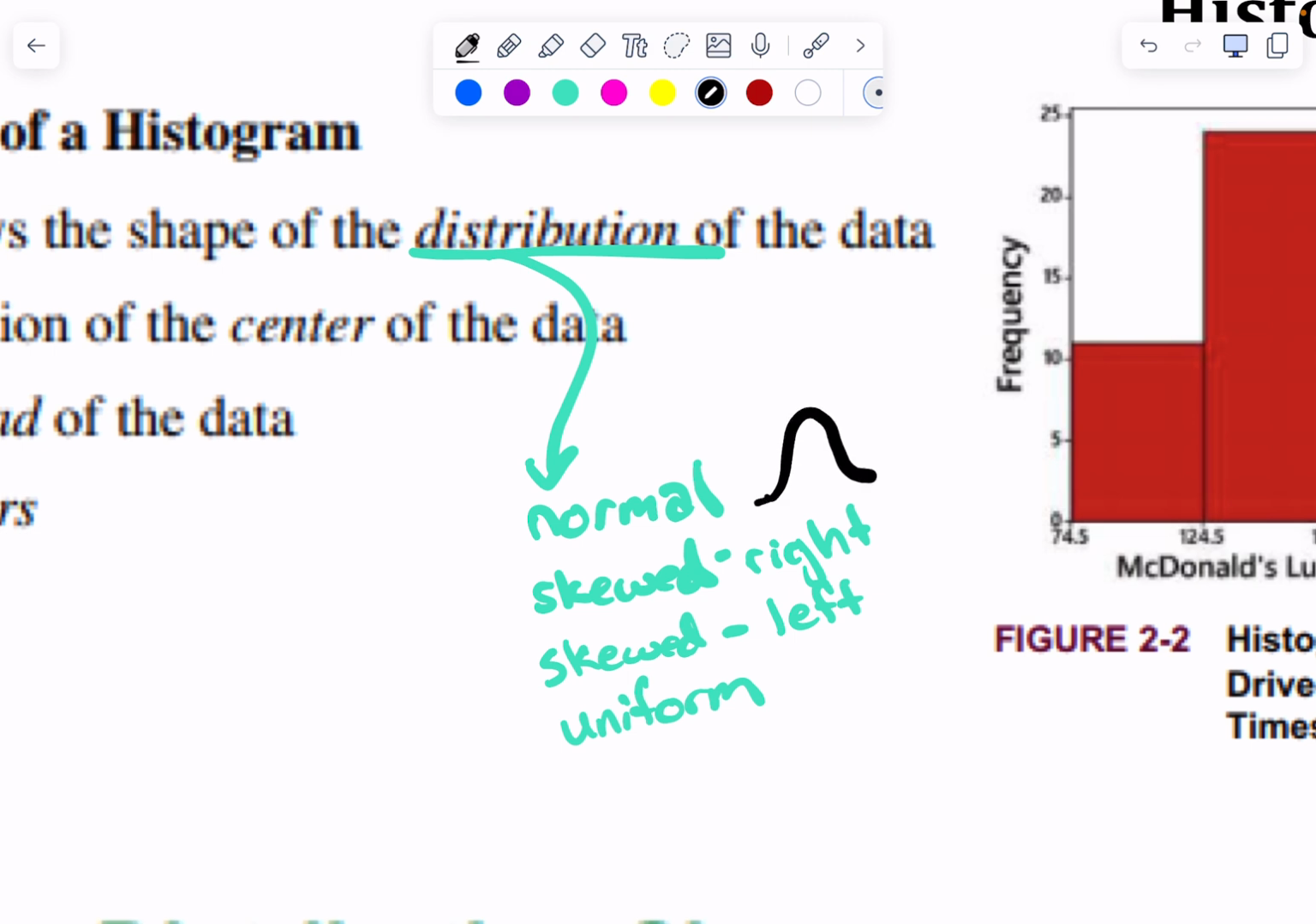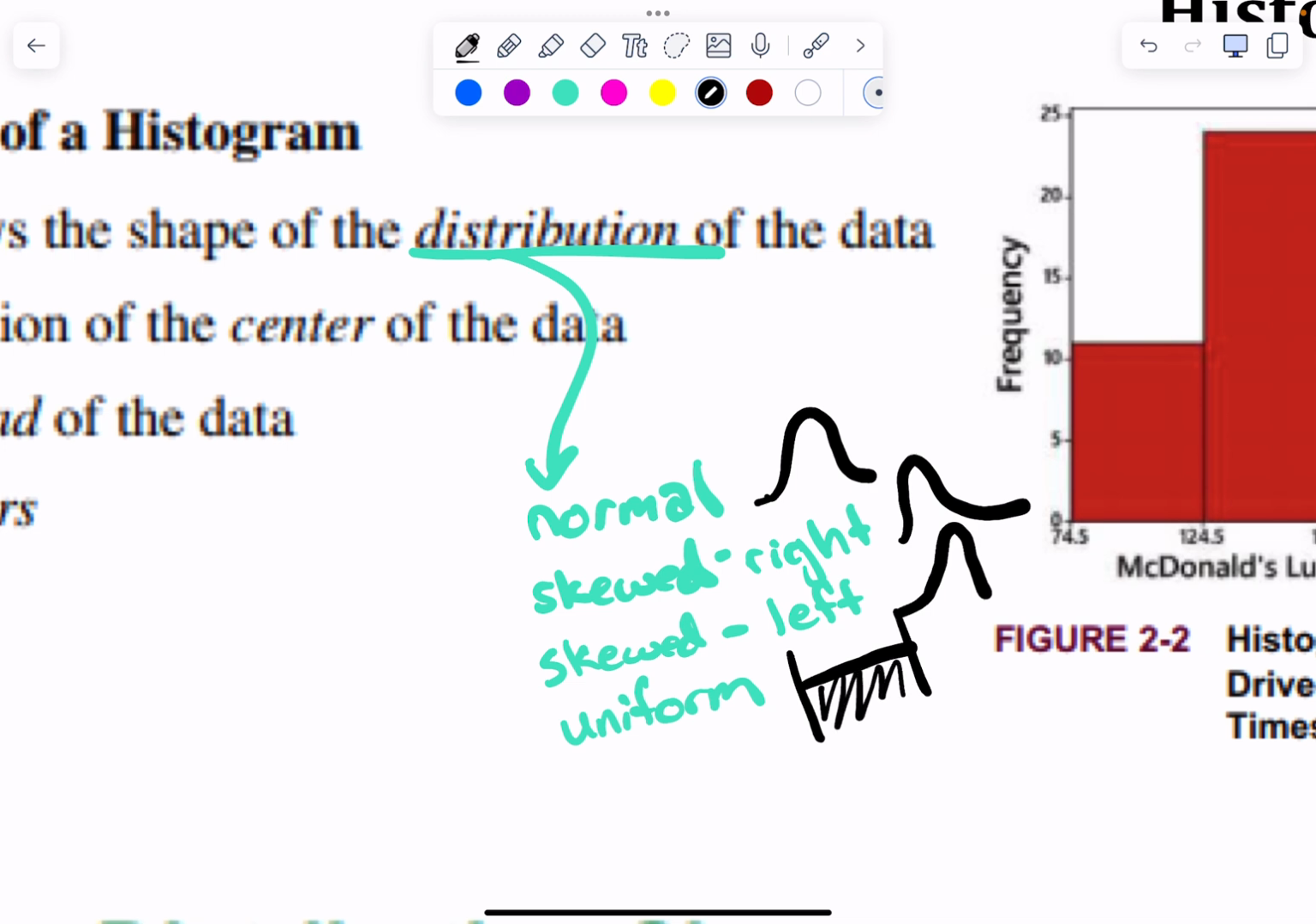A bell curve, nice and pretty. Skewed right has the hump on the left. Skewed left has the hump on the right. Uniform looks like this all the way across. We'll talk in a minute about when you would have uniform data. It would look like that.